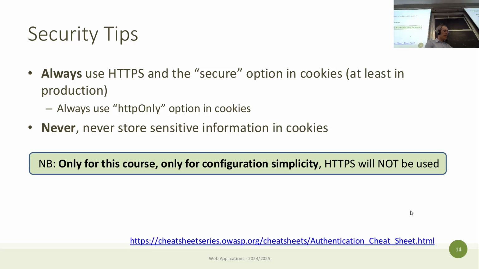So always use HTTPS and the secure option in cookies, at least when you develop real world applications. And also always use the HTTP only option in cookies. In our application, there's no reason why JavaScript should be able to access these cookies, because they are automatically managed by the browser. We don't really need to know, not even the value of the cookie.